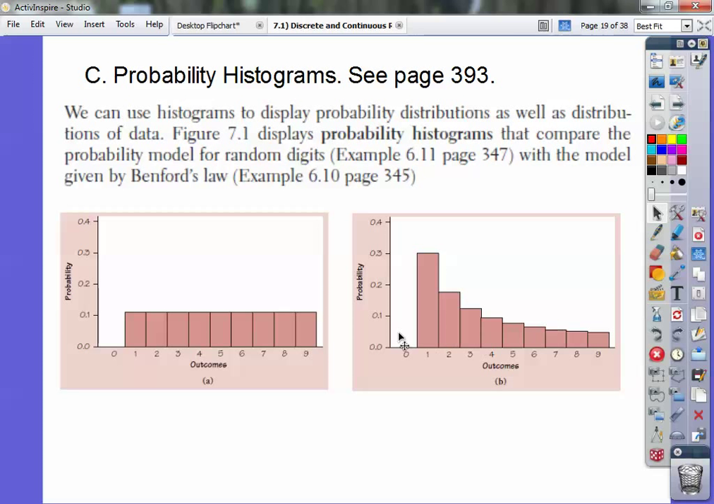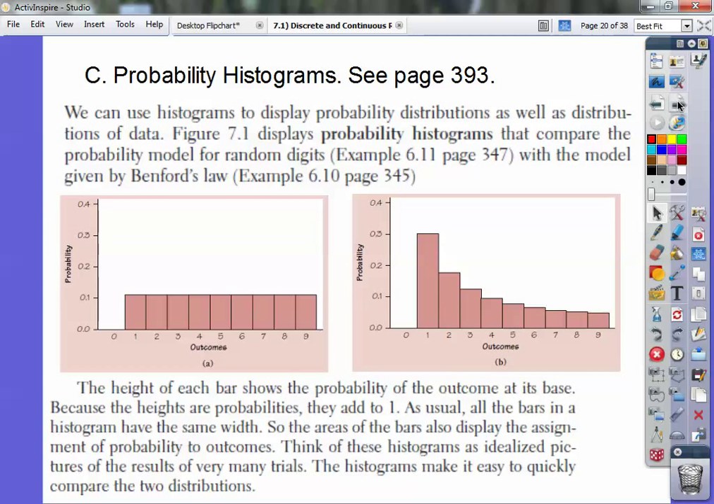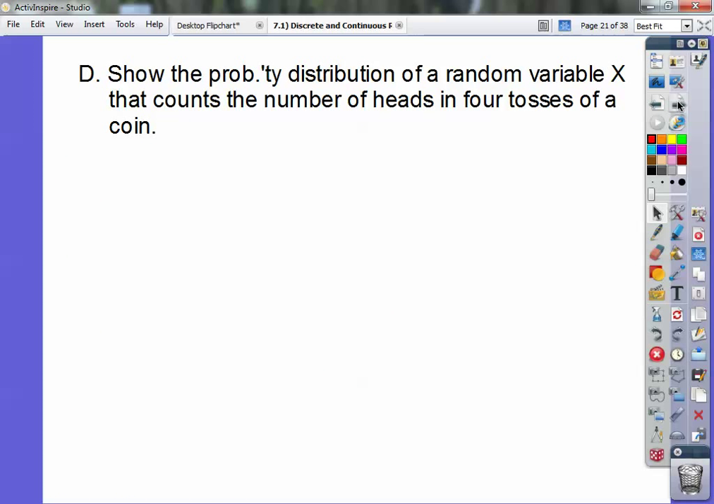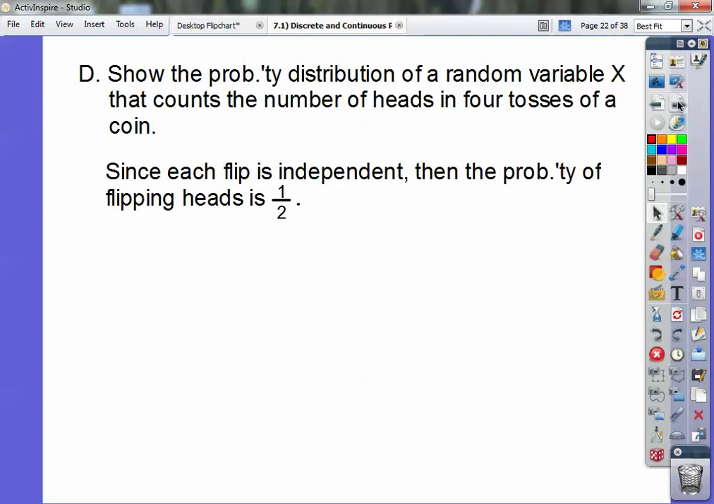And a histogram is bar graphs all squished together. We know how to create histograms. And that's actually this lesson right here, you guys. Okay? So that's all that says right there. So here's section D. Show the probability distribution of a random variable x that counts the number of heads in 4 tosses of a coin.